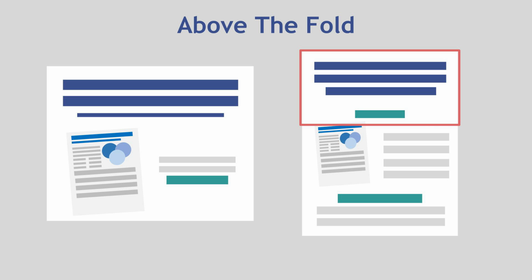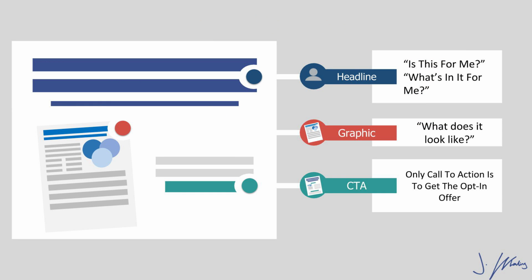Above the fold is going to be a clear headline, your call to action, and of course, some sort of image of your offer. And this all needs to take place before someone scrolls down. So your headline, all it needs to do is answer the question of what is this and is it for me? Your graphic simply gives some sort of tangibleness to whatever you're offering on your landing page. And of course, the call to action is the button or action you want someone to actually take.